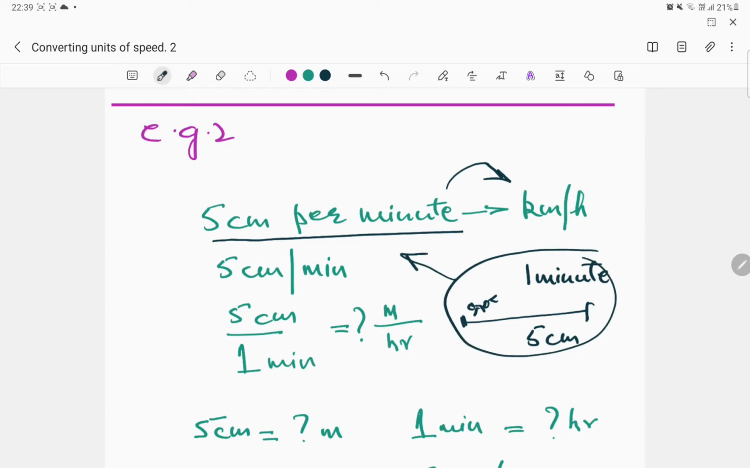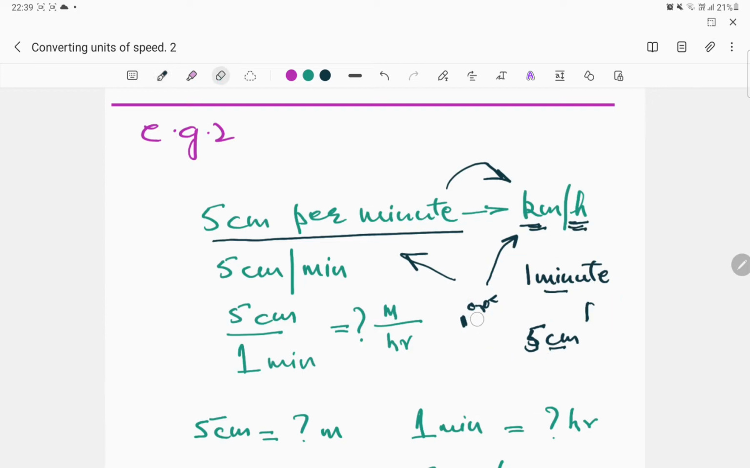But what I want you to do is tell me the speed of this ant. So it traveled 5 centimeters in 1 minute, but I ask you, don't tell me the speed in centimeters and minutes. Tell me the speed in kilometers per hour. If this ant is moving at a speed of 5 centimeters in 1 minute, what is its speed in kilometers per hour? How many kilometers is it going to travel in 1 hour? That is the conversion here.